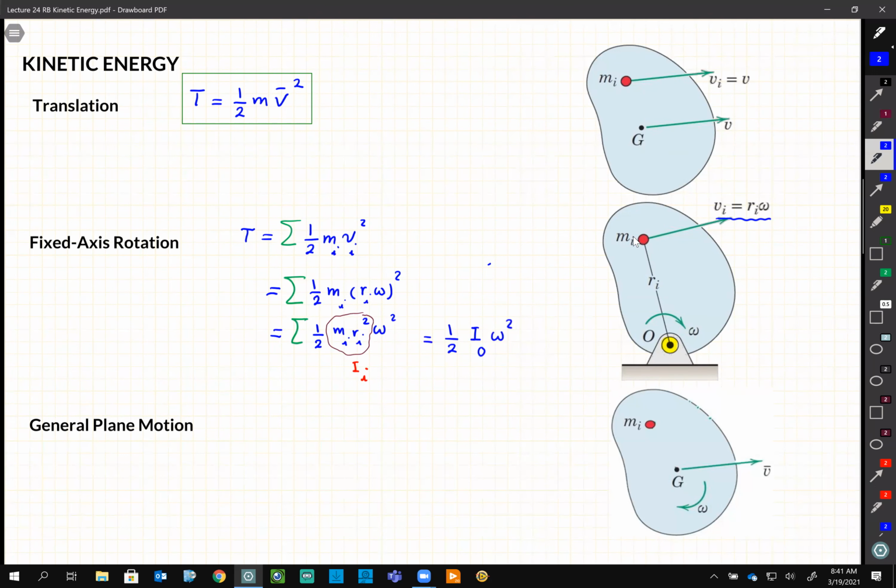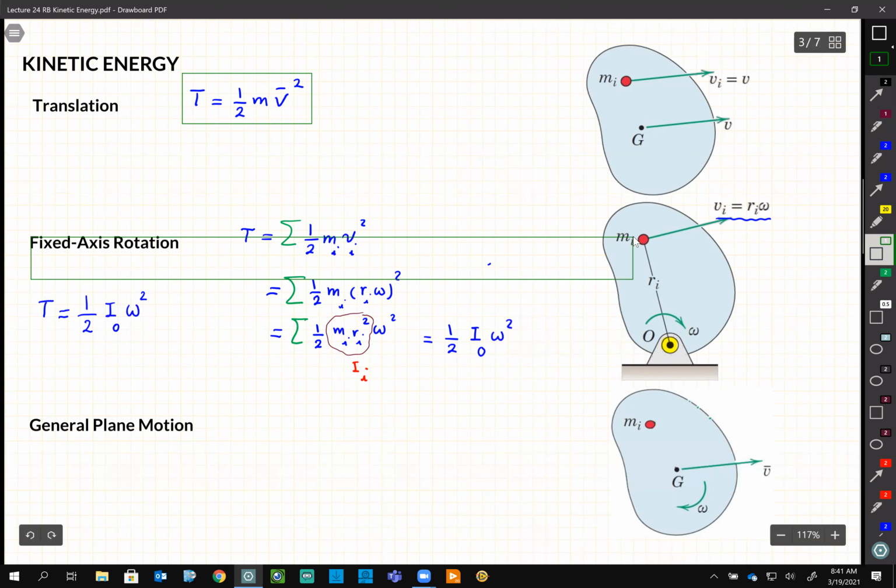To summarize, if we have pure rotation, the energy is half of I-O omega squared. So in future, you do not need to write mi and so on and add them. It was just to show you where it comes from. Simply, when you have pure rotation, your energy is half of I-O, the moment of inertia about that point of rotation, omega squared.